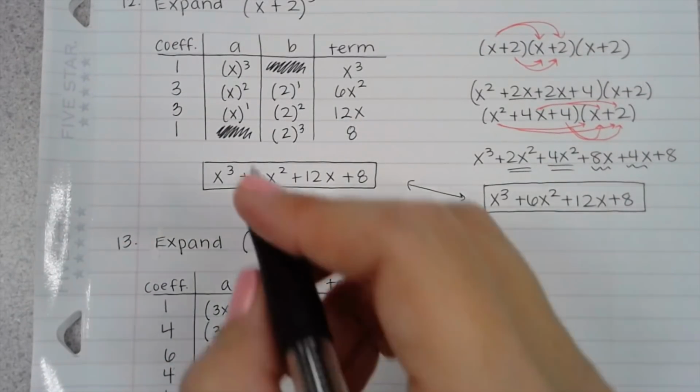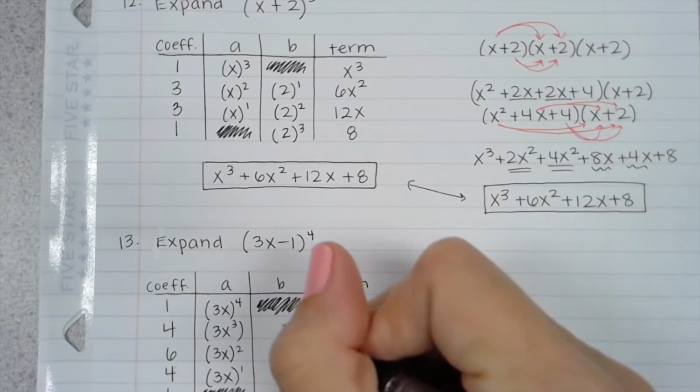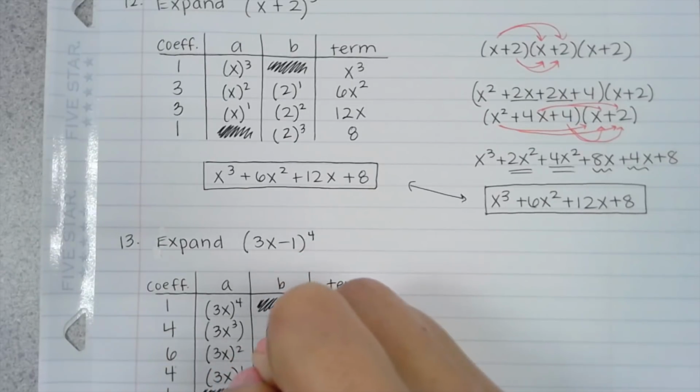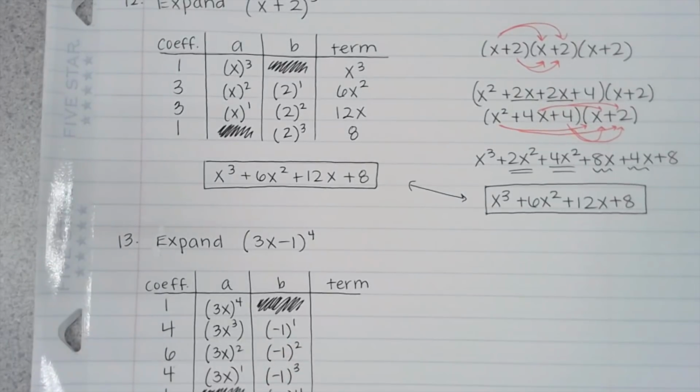And then for your b, you're going to omit the first one. And then remember, your b's either go down in order up or they go up in order down. So it's going to be -1. Don't forget the negative to the first, -1 to the second, -1 to the third, and then the last one would be -1 to the 4th.